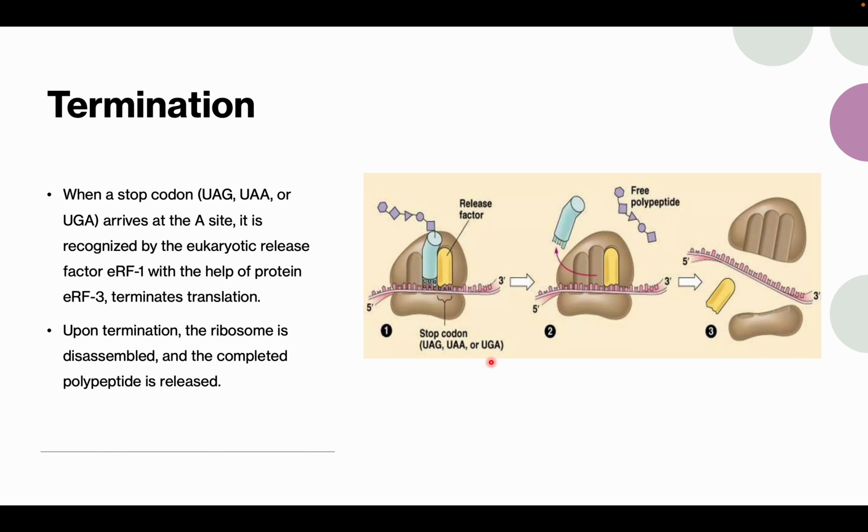So I hope the difference between prokaryotic translation and eukaryotic translation is clear, the different factors required, and the difference between the Shine-Dalgarno sequence, which is important for the initiation of prokaryotic translation, and the Kozak sequence for eukaryotic translation.